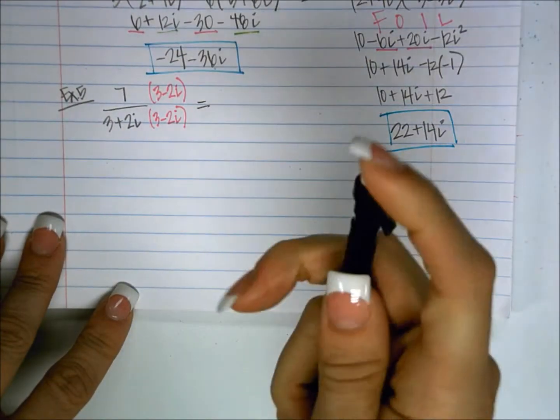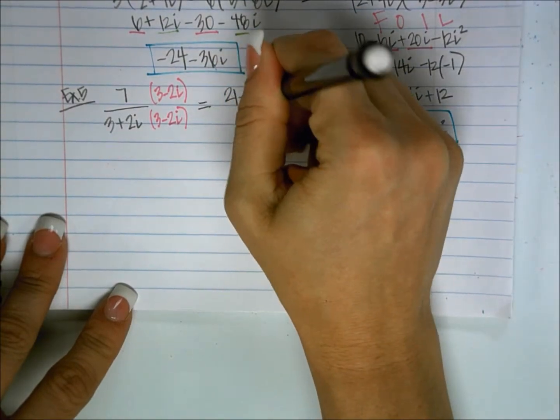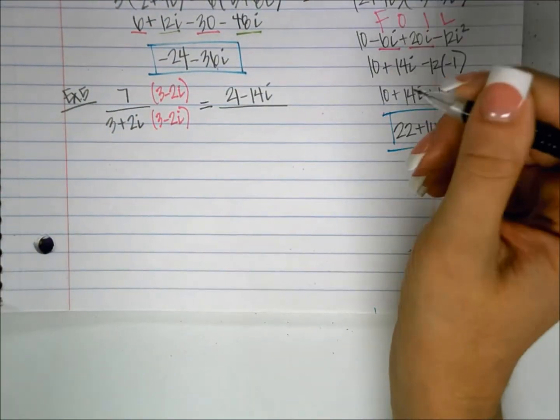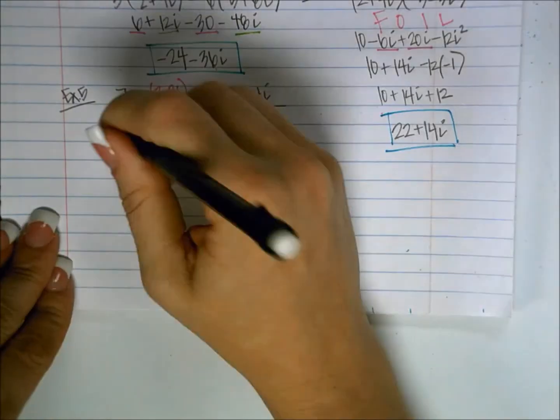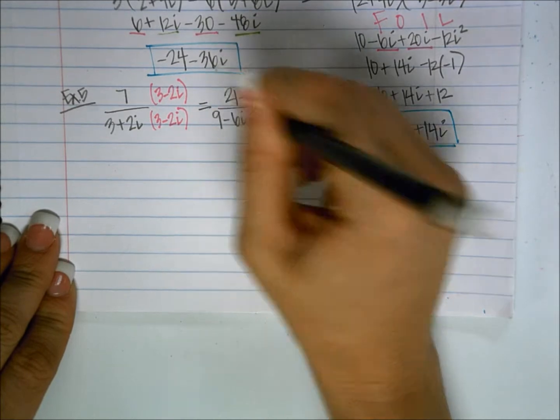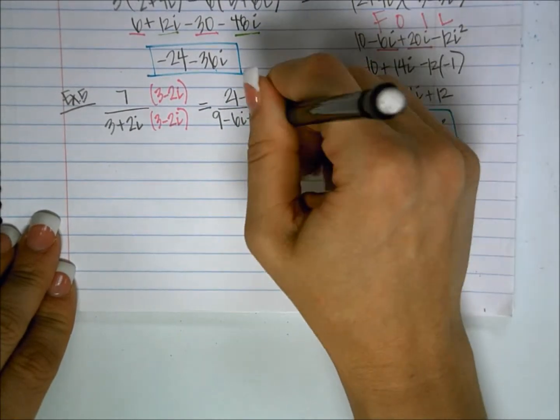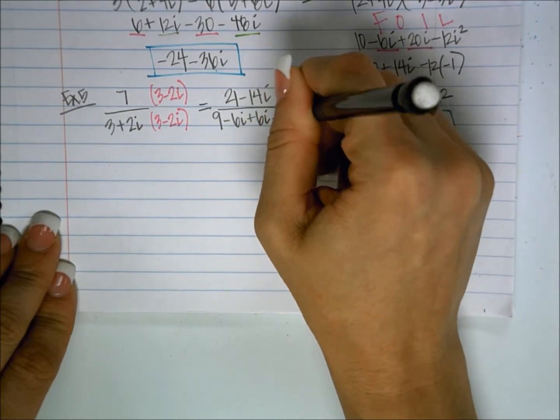When you actually multiply in the top, that's just distributing. So 21 minus 14i. In the denominator, you FOIL. FOIL these through. That gives you 9. Outsides is minus 6i. Insides is plus 6i. And last is negative 4i squared.